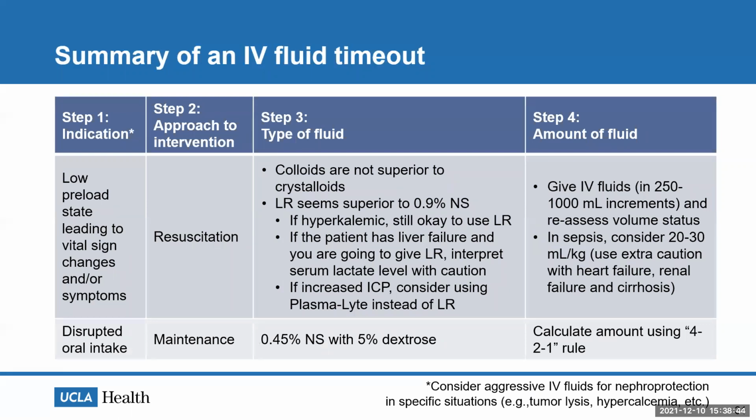For the amount of fluid, you should give it in increments if you're resuscitating. If the patient has sepsis, you give 20 to 30 cc's per kg. Remember, use extra caution in patients with heart failure, renal failure, and cirrhosis. And then for maintenance, you can calculate using a 4-2-1 rule.